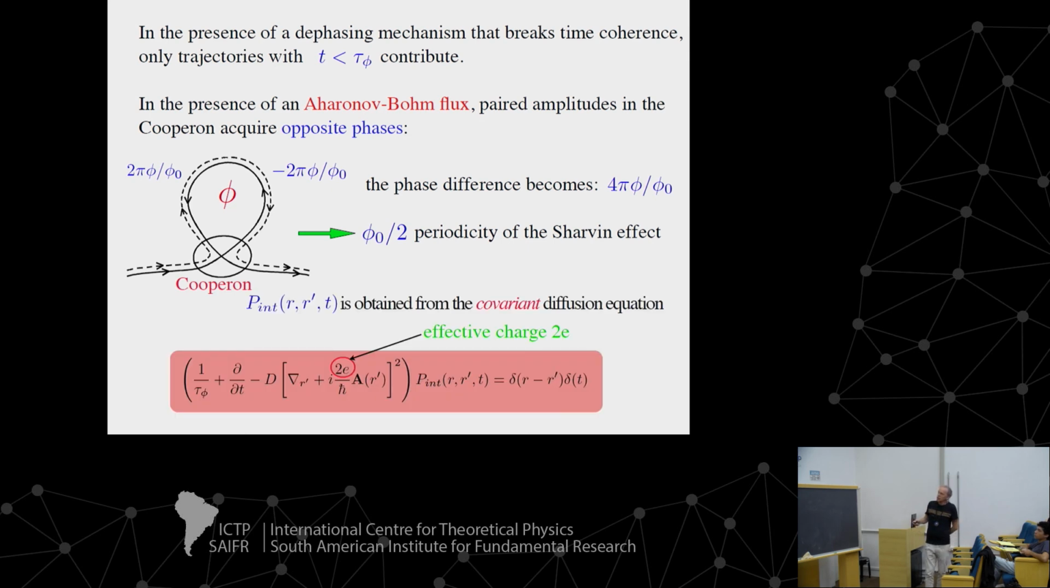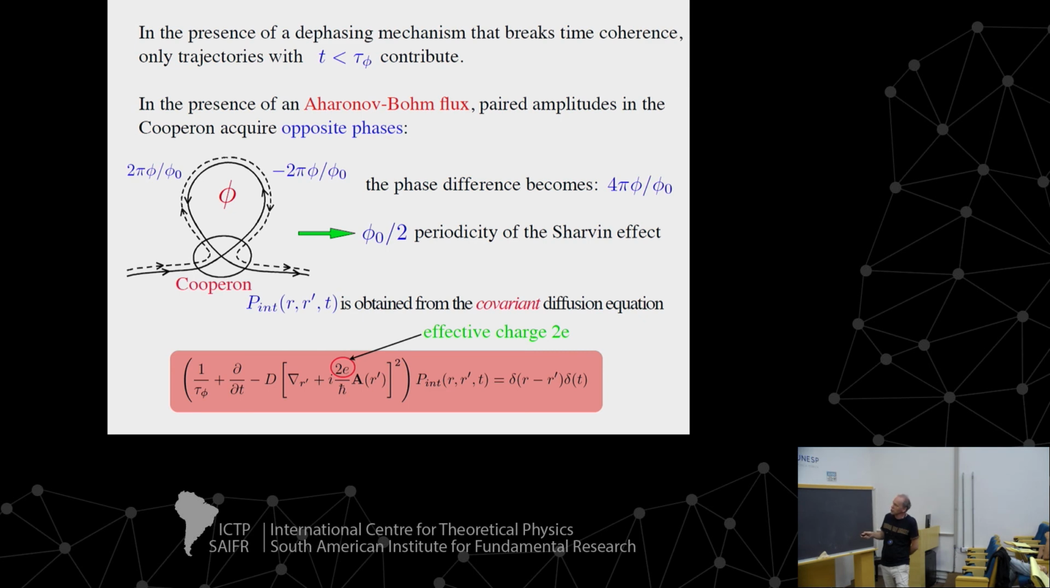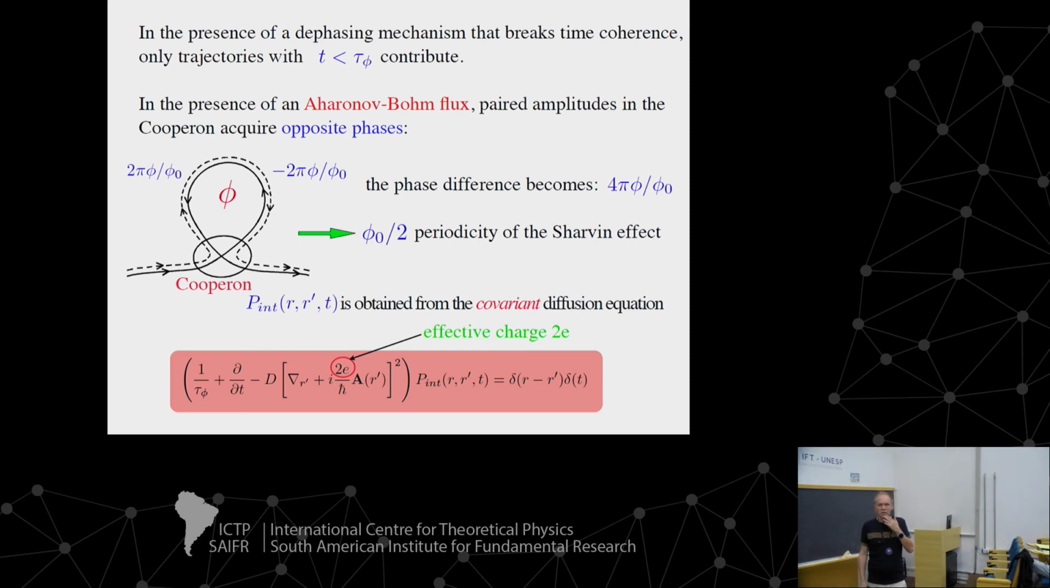Now, if you write the equation for this interference probability, you get a diffusion equation. So you recognize here the diffusion equation, but here it is a covariant diffusion equation with a charge, because of this effect, which is twice the electron charge. And I write this because it is because of this effective charge, which is 2e, that this mode, which is a correction to the diffusion mode, is called the Cooperon mode. I used the term Cooperon, but I did not justify it. So did you know some BCS theory about superconductivity?